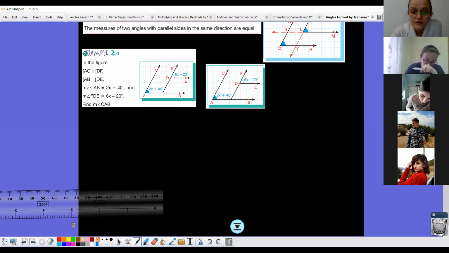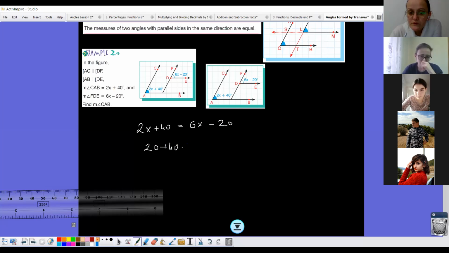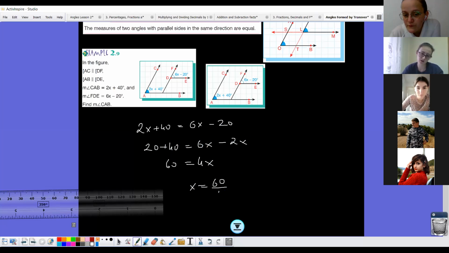So I will write 2x plus 40 is equal to 6x minus 20. Now I will take 20 to this side. 20 plus 40 is equal to 6x minus 2x. And this is 60 is equal to 4x. So x is equal to 60 over 4, which is 15. So x is 15.